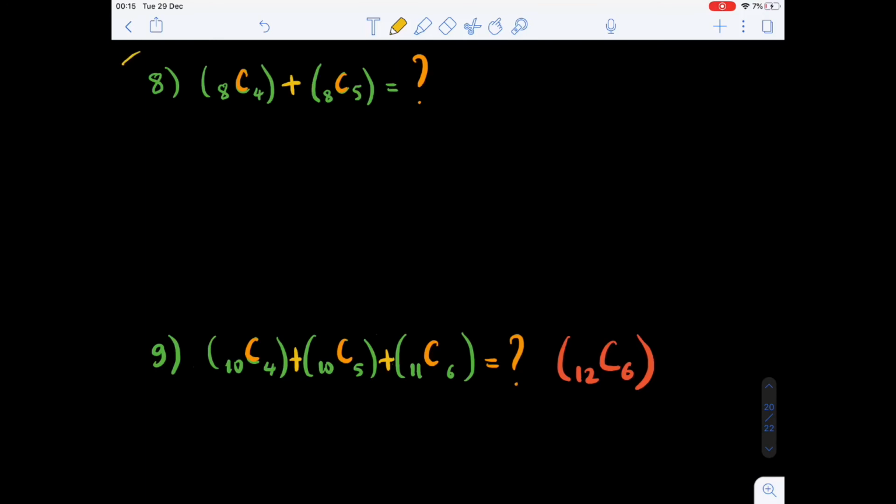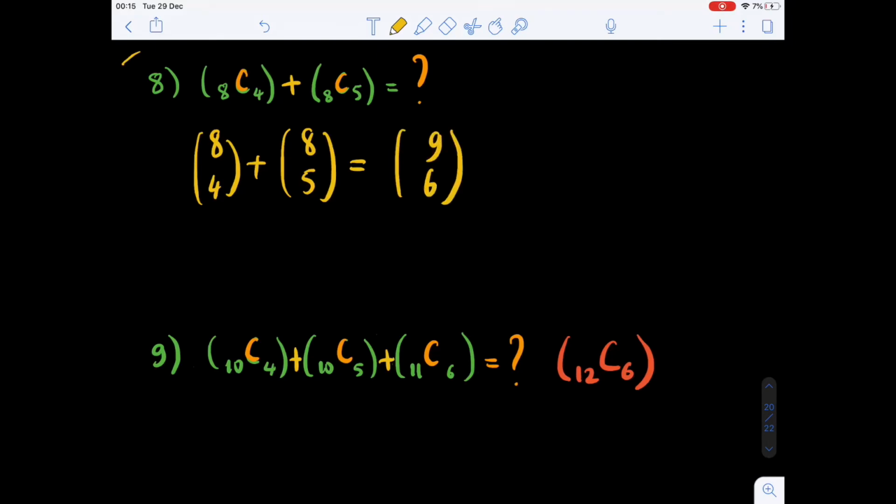Okay, example 8, we have a similar example here. As you see, 8 choose 4 plus 8 choose 5 is easily 9 choose 6. You need to remember, we just increase 8 by 1 and we are picking the bigger one. So this is not going to be 6. I'm going to change it. This is going to be 5, of course. So the result is 9 choose 5. 9 choose 5 will be the answer.